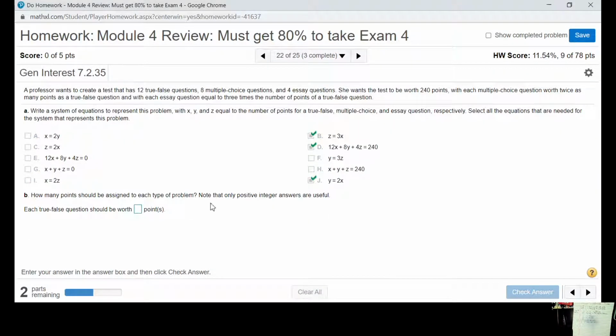How many points should be assigned to each type of problem? Note that only positive integer answers are useful. This I might just go back and work on paper because I think that's going to be easy enough to solve on paper. Let me write these down and then I will switch over. So I have one of them is Z equals 3X. The other one is Y equals 2X. And then the big total point value thing, 12X plus 8Y plus 4Z equals the 240 total points. All right, so I know I've been working all these out on the calculator the whole time.